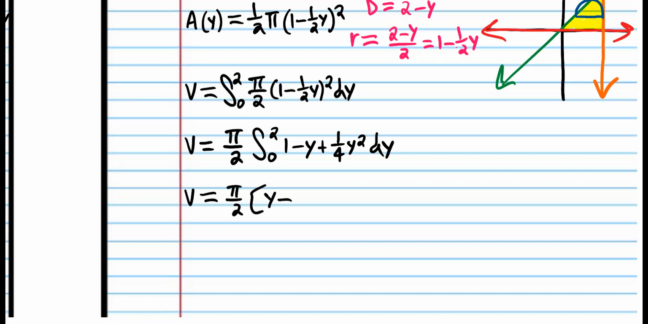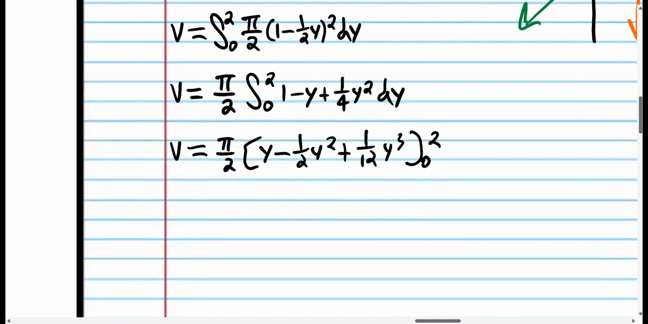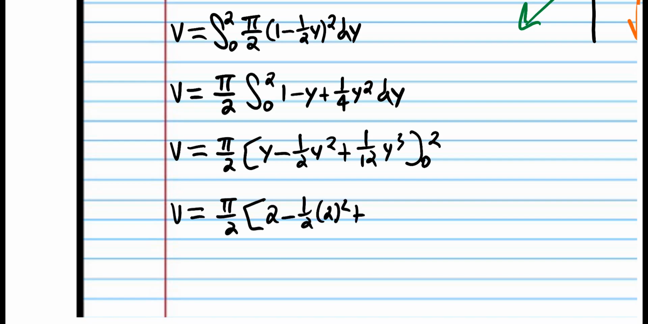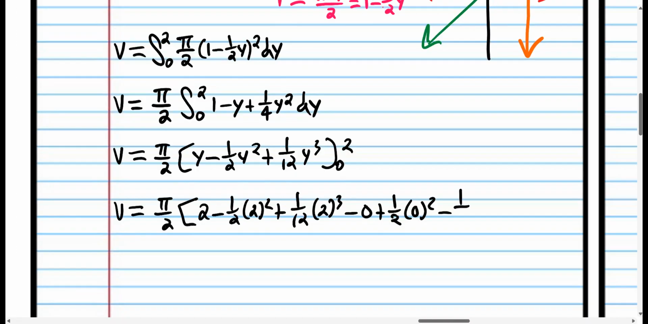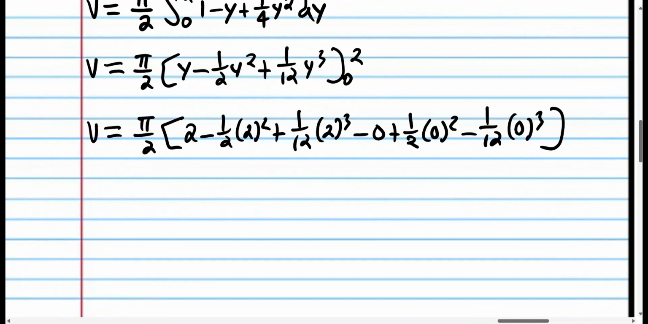So it's going to be y minus 1/2 y squared plus 1/12 y cubed from 0 to 2. So now we have 2 minus 1/2 2 squared plus 1/12 2 cubed minus 0 plus 1/2 0 squared. You don't have to write all this. You can just understand that it's all going to go to 0. Okay, so let's do the math.